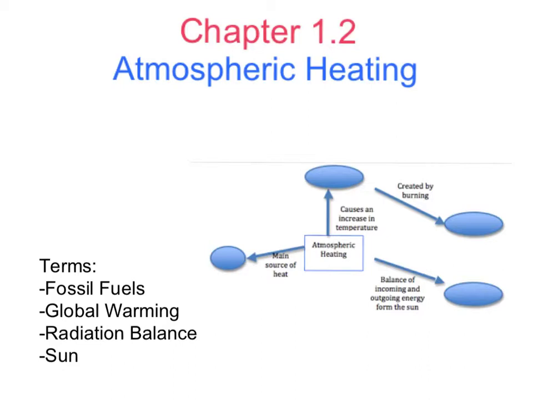You will now complete the concept map for Chapter 1.2, which is on atmospheric heating. For this concept map, you will copy down this outline on your notebook paper right below the concept map that you completed for Chapter 1.1. Again, I have listed the terms necessary to complete this concept map, and you should now pause the video until you are done completing the Chapter 1.2 concept map.